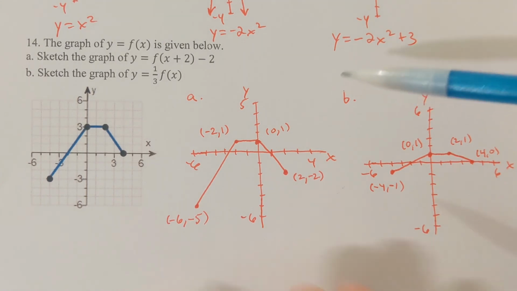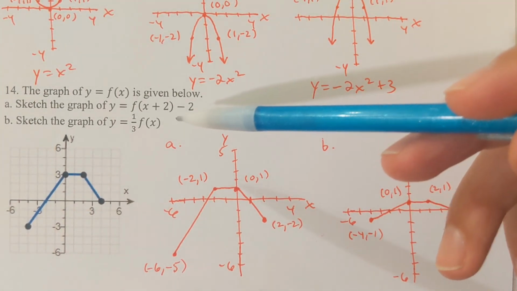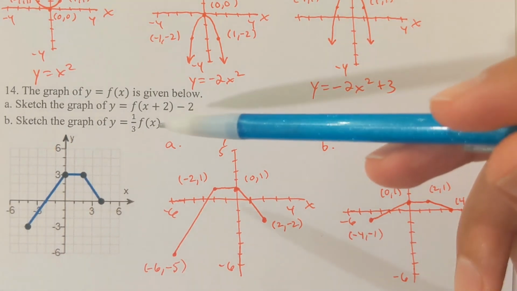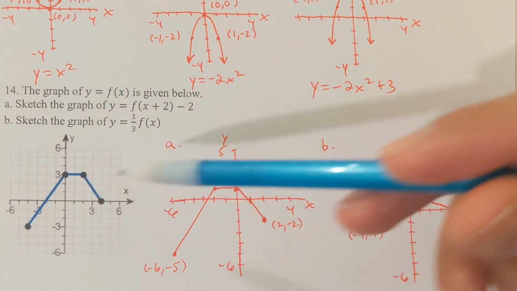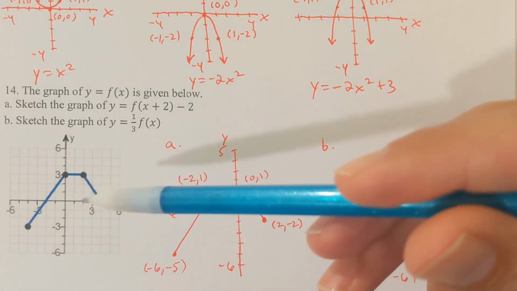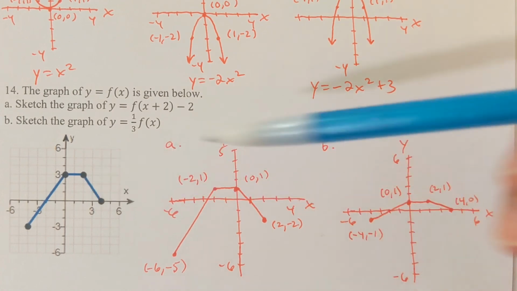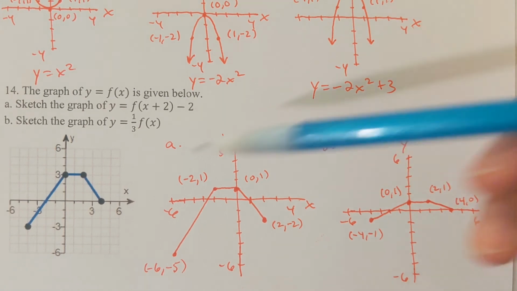Okay. Part B, sketch the graph of y equals 1/3 times f of x. Well, all I would do is just multiply the y values by 1/3 to get the new graph. And that's going to cause a vertical shrink of the original graph, since 1/3 is between 0 and 1. Okay, so here's 4, 0. When I multiply 0 by 1/3, I get 4, 0. Here's 2, 3 on the graph. When I multiply 3 by 1/3, I get 2, 1 on the graph.